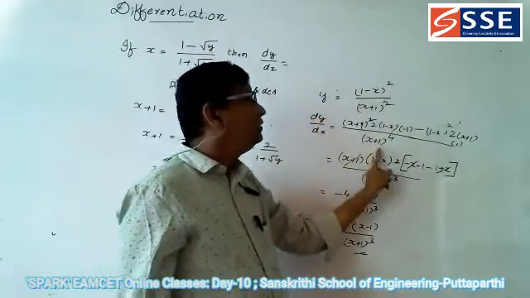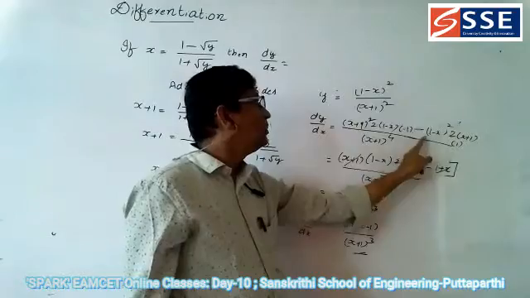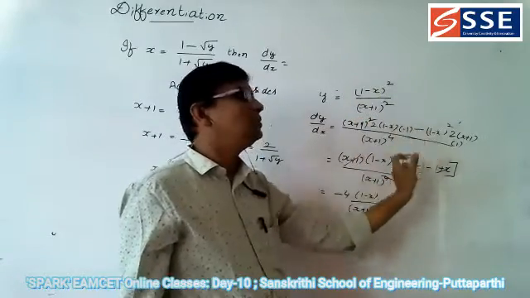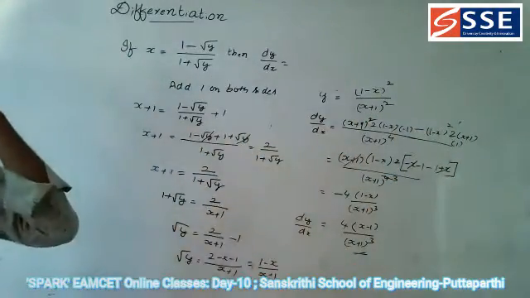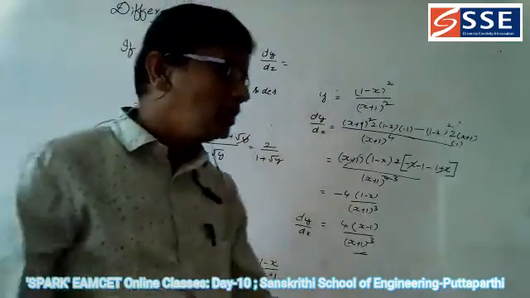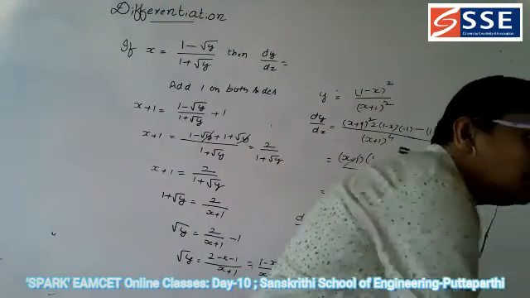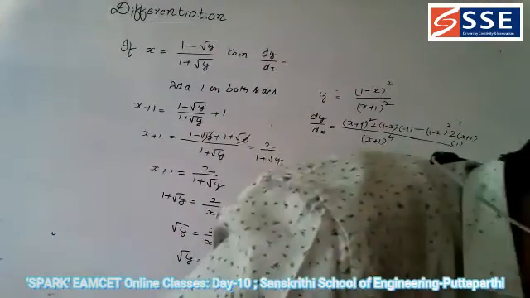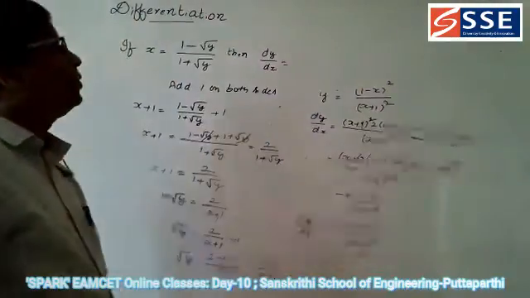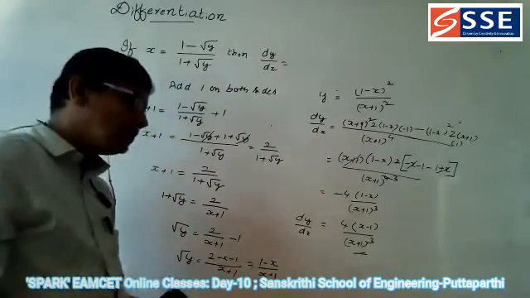Use the u by v method. So whole square denominator, this into differentiation of this minus this into differentiation of this. Automatically you get the answer. So like that. These questions are not there in your textbook, but if you know the concept, automatically you can do that. Okay, so now this is about one answer.